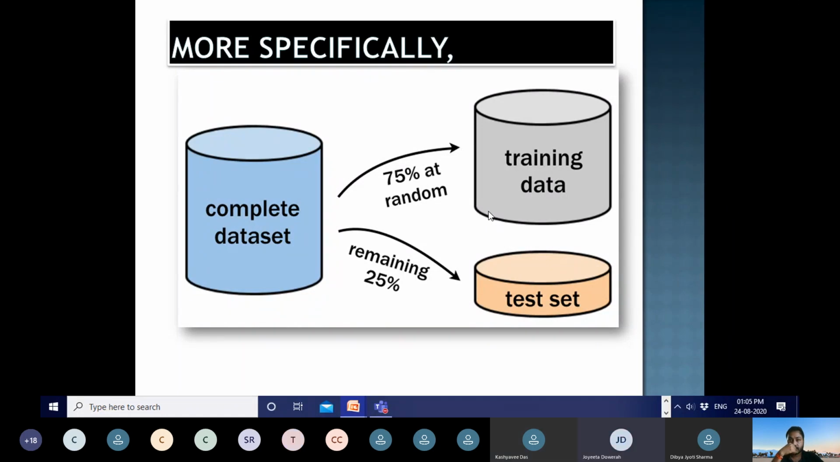Sir, will there be outliers in the training set or test set? Of course, it may lie if you are not correctly doing that part.